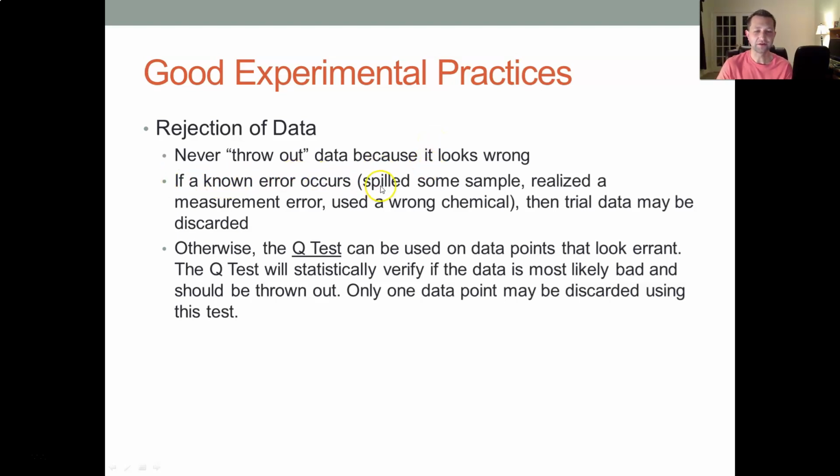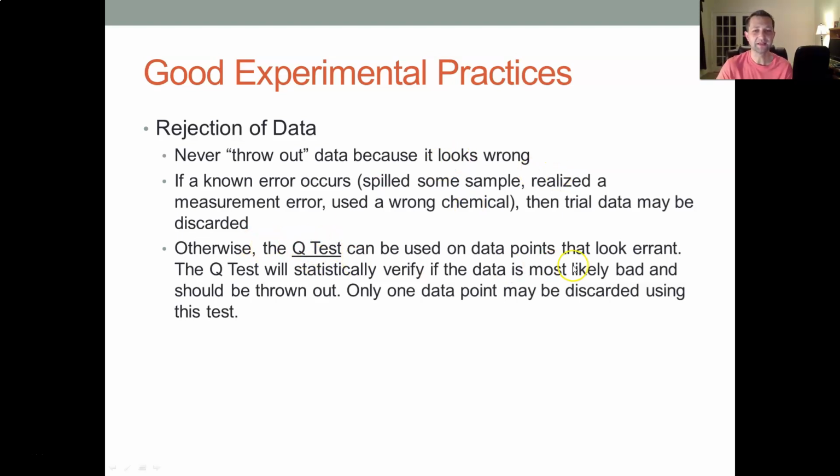If a known error occurs, so say some blunder did occur in lab where you spilled something, you realize you measured something wrong, like you forgot to hit the tare button, or you used a wrong chemical, you didn't read the procedure the right way, then get rid of that data point and do that part of the experiment over again. That's allowed. Those are known errors or blunders that occur in the lab. But if you follow the procedure as is, and there are no known blunders or mistakes, then you can't just get rid of a data point because it looks bad and it bothers you, okay?